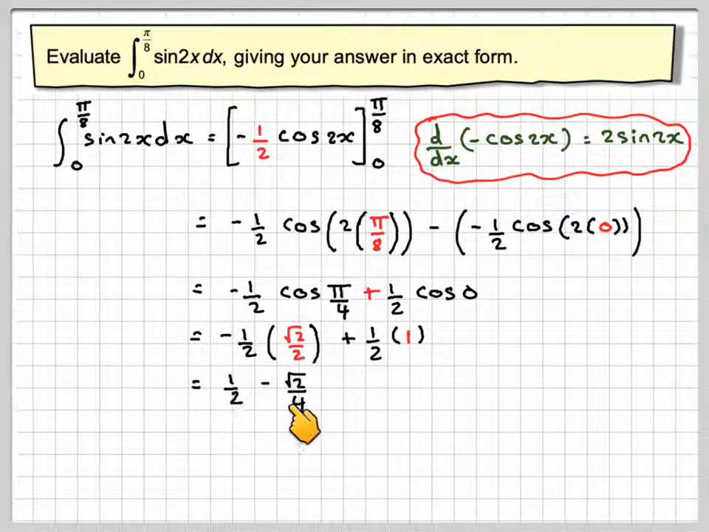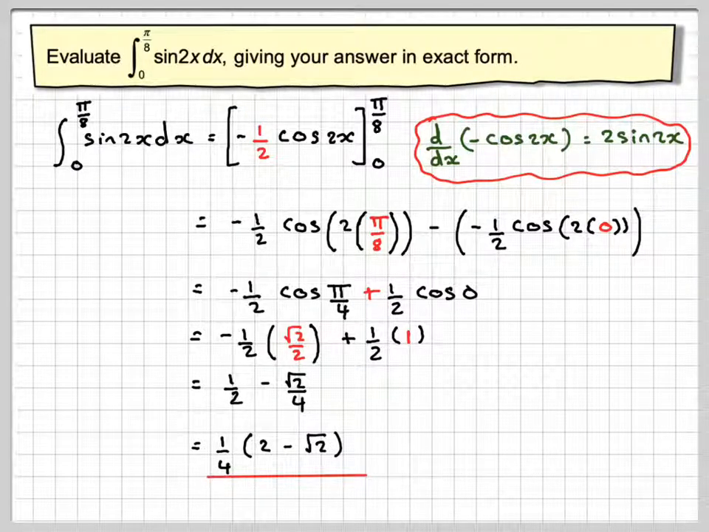Now, that could possibly be the correct answer, but if we use the same common denominator of 4, then we can use the idea that this is equal to 1/4 of 2 minus root 2. This is just a little bit neater.